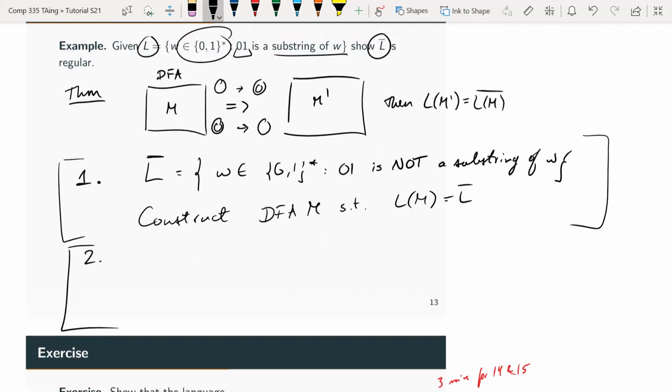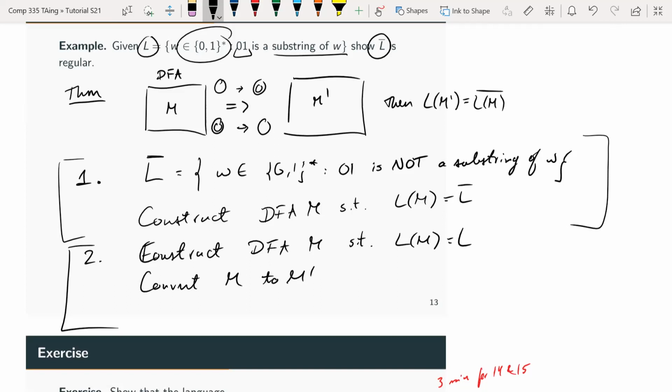So the second way of showing that L complement is regular is to construct a DFA M such that the language accepted by M is L. In other words, find the DFA that accepts L, then apply a conversion. So convert M to M prime such that non-final states become final states and final states become non-final states, okay?